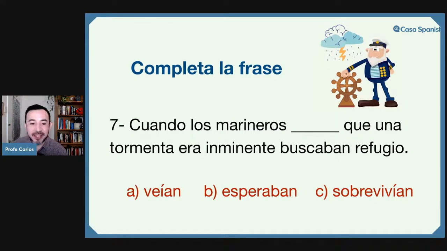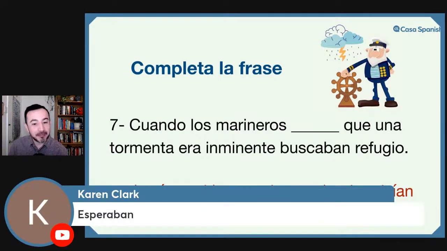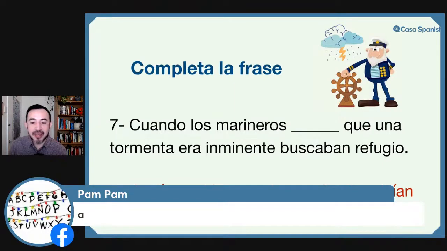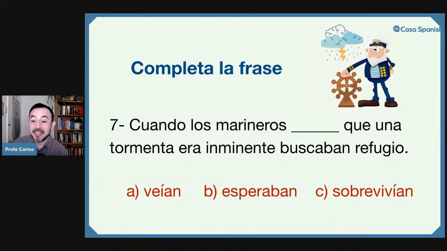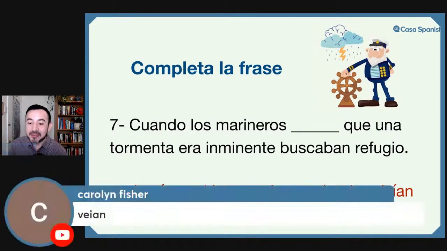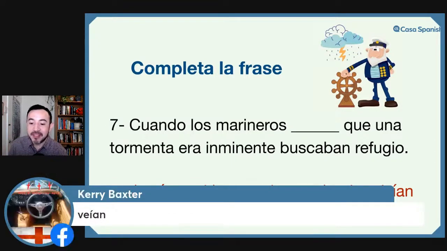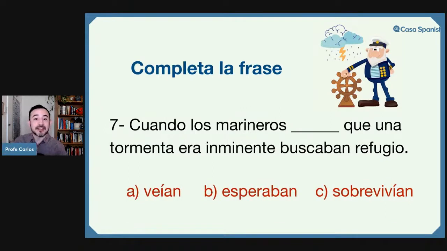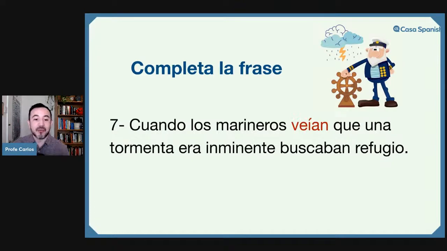So we have Karen telling us, esperaban, cuando los marineros esperaban. Pam, tenemos la A, cuando los marineros veían que una tormenta era inminente, buscaban refugio. Y tenemos, muy bien, Carolyn, veían. That is our answer, guys. Veían. Cuando los marineros veían que una tormenta era inminente, buscaban refugio.